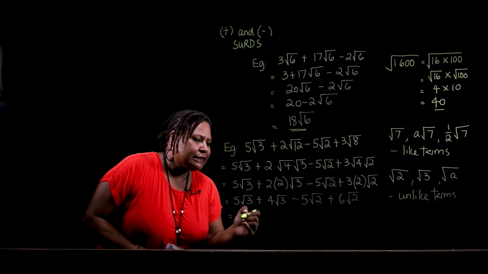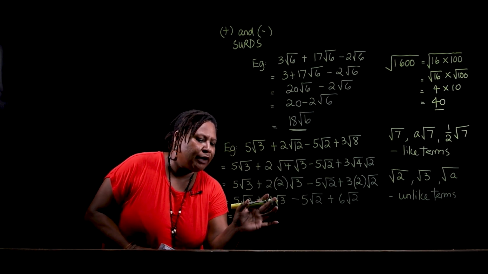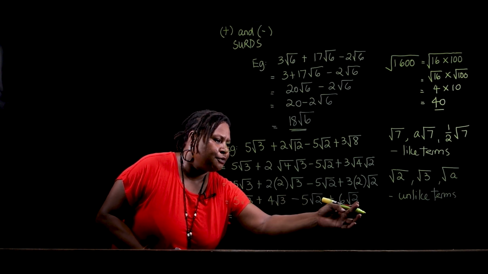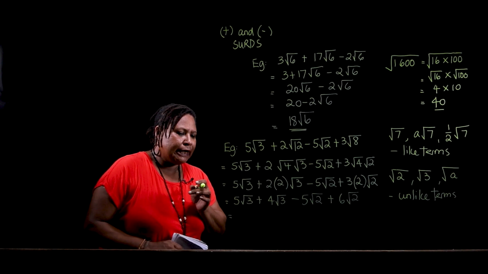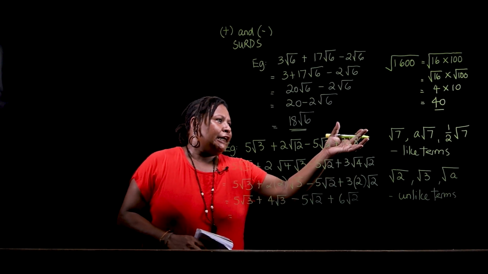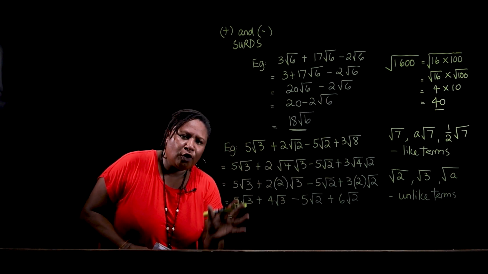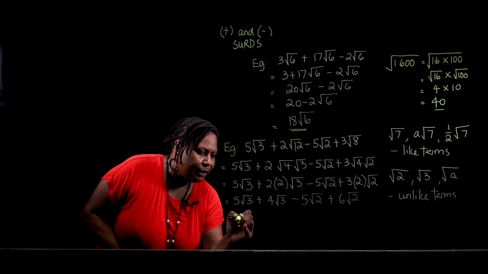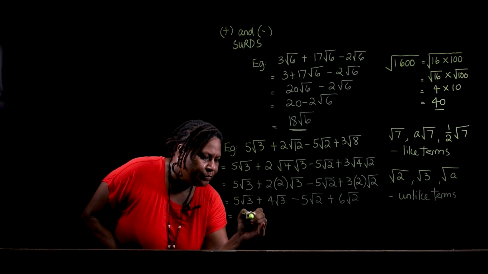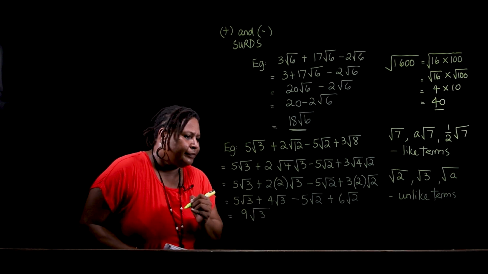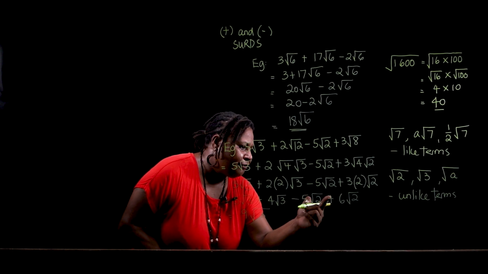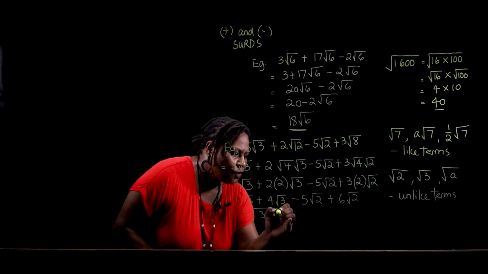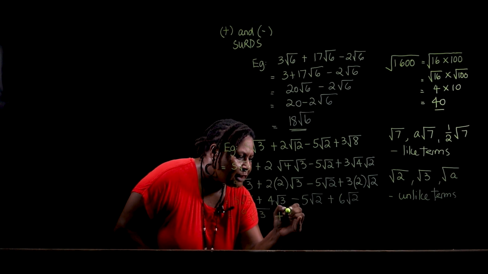Now, like terms here are now 5√3 and 4√3, and negative 5√2 and positive 6√2, okay? So, like we did in the first example, we only work with the number that's in front of the radical sign. So 5 plus 4 will give us 9√3. Okay, negative 5 plus 6 will give us positive 1. So this becomes plus 1√2.